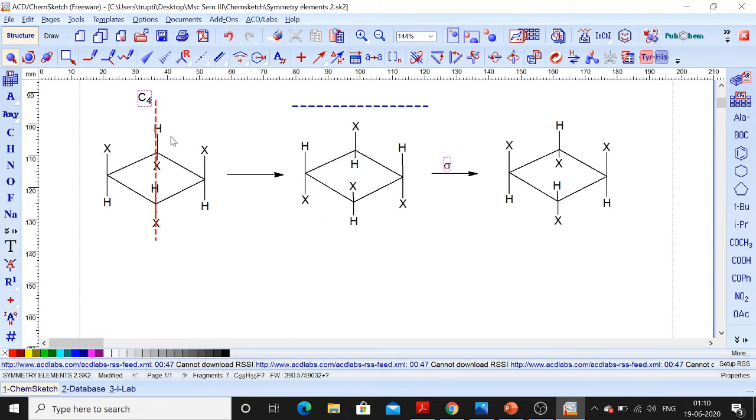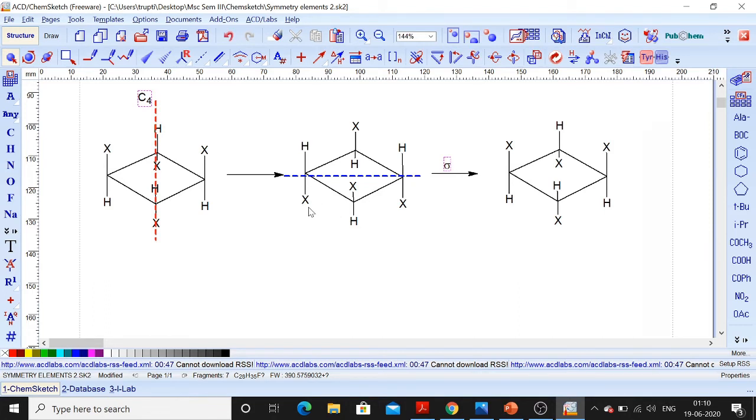After performing the rotation, the next operation we are supposed to perform is the reflection. But always remember, the reflection plane has to be perpendicular to the rotation axis. So my reflection plane has to be like this. So when I put the reflection plane like this, what will happen? All the atoms will interchange their positions.